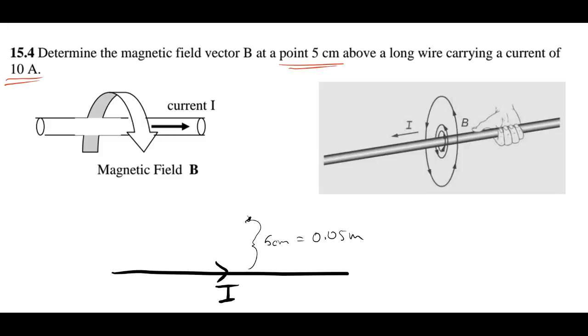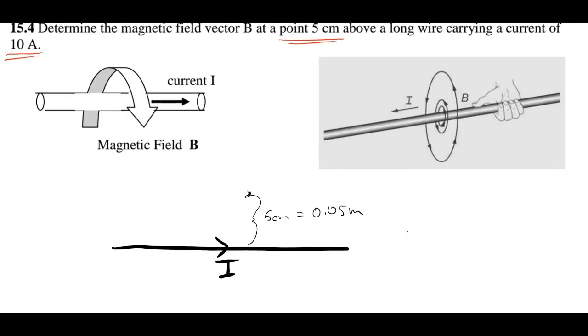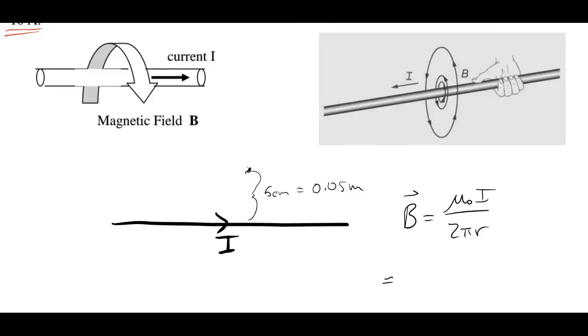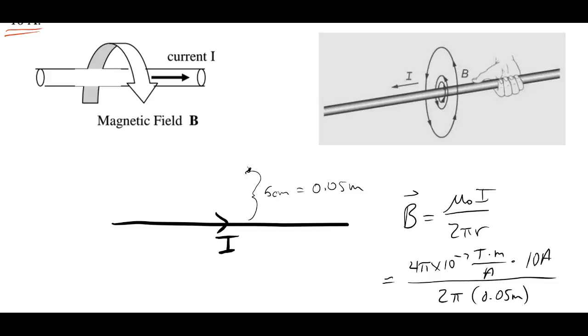All right. And that's my magnetic field, or that's the spot of interest. And so I want to find the magnetic field there. So we're finding B. So B, the magnitude, is equal to mu naught I all over 2 pi r. So I'm going to plug in. Mu naught, remember, is a constant. It's just that 4 pi times 10 to the negative 7th Teslas times meter all over amp. And then I'm going to multiply by my current of 10 amps. And so there's 10 amps. And then I'm going to divide by 2 pi times my radius of 0.05 meters.